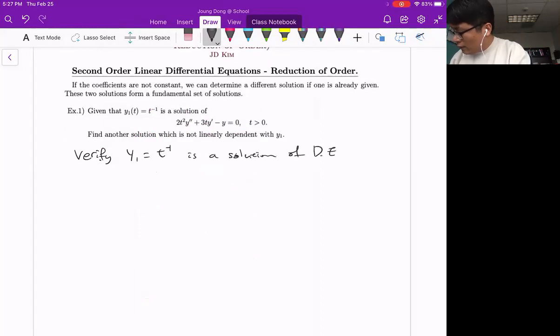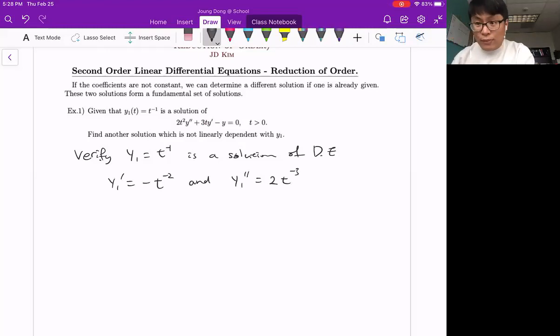How can you do it? For this one, since this is second order, we need y prime and y double prime, right? Y1 prime is minus t to the minus 2, and y1 double prime is minus times minus 2, which is positive 2t to the minus 3. And plug everything into the differential equation.